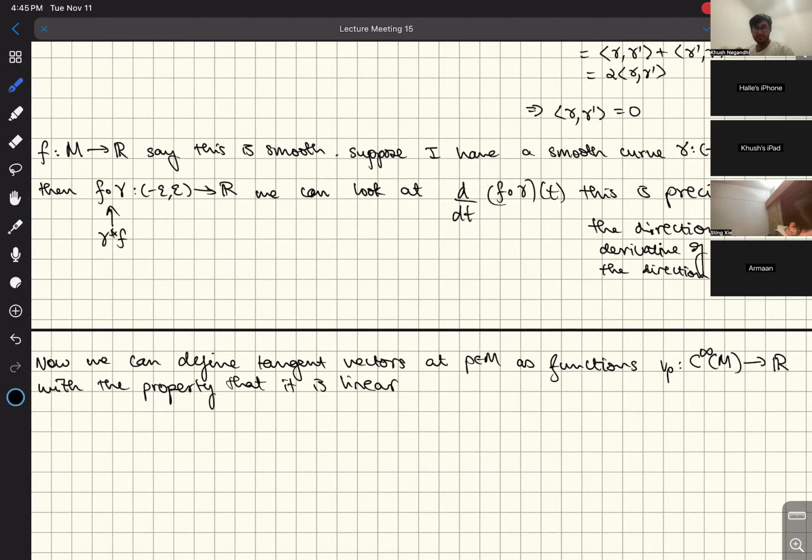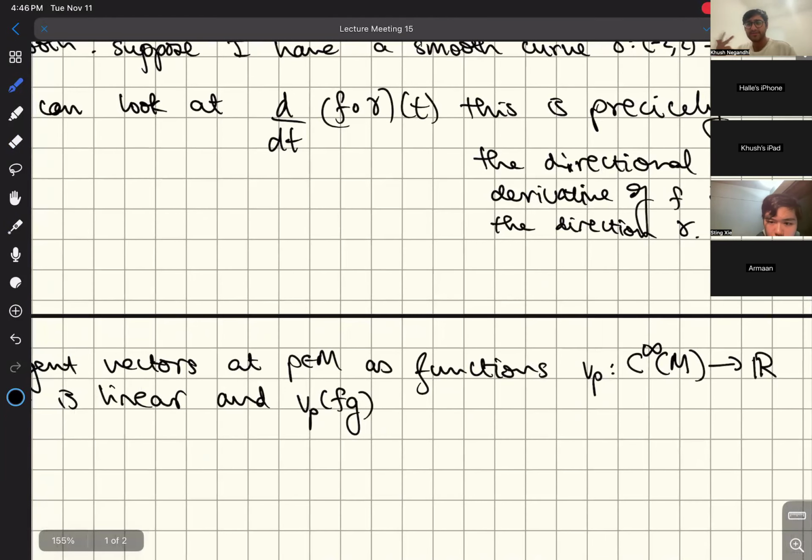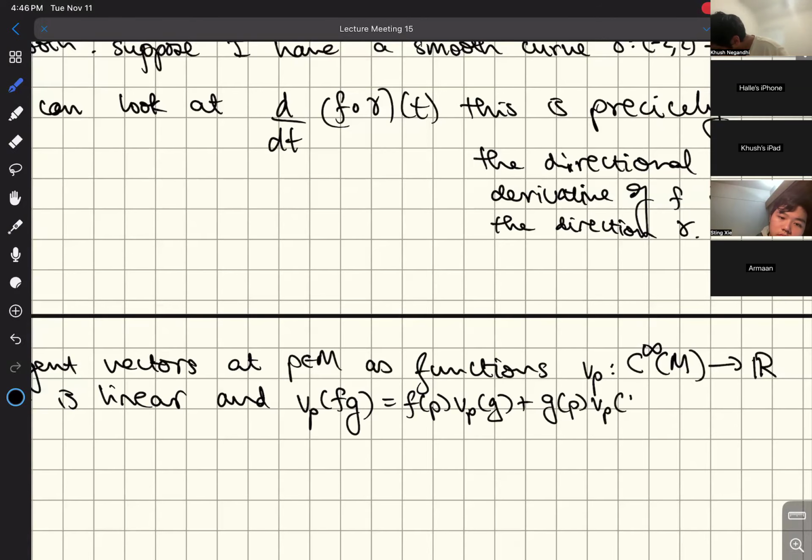Of course, we want linearity because we're talking about tangent spaces and we want these to be linear spaces. So we want linear maps V_P with the additional property on a product. If we look back at the product of derivatives, we require it to follow the product rule, in other words, the Leibniz rule. So we just require that a Leibniz-like rule is also followed here. So you have f at p times V_P of g plus g of p times V_P of f.